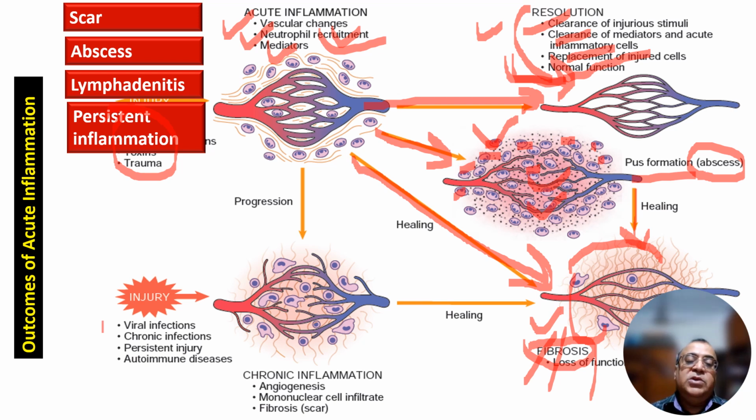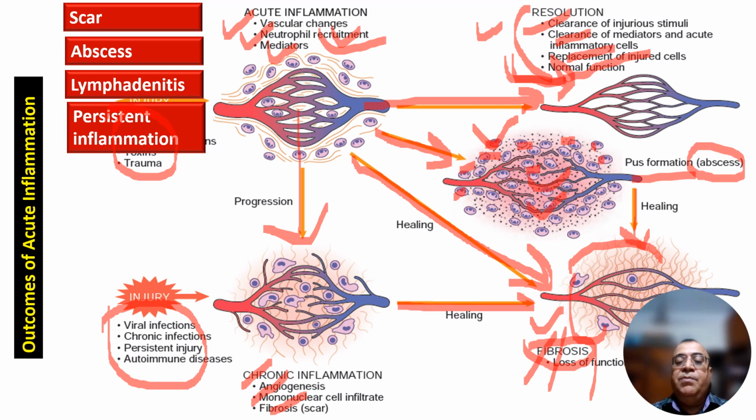If the injurious stimulus is not cleared away, or there is viral infection or overstimulation of the immune system, as happens in autoimmune disease, this acute inflammation may progress into chronic inflammation that is marked by angiogenesis, that is new vessel formation, mononuclear cell infiltrate, and fibrosis. And this chronic inflammation may lead to fibrosis or healing with repair.